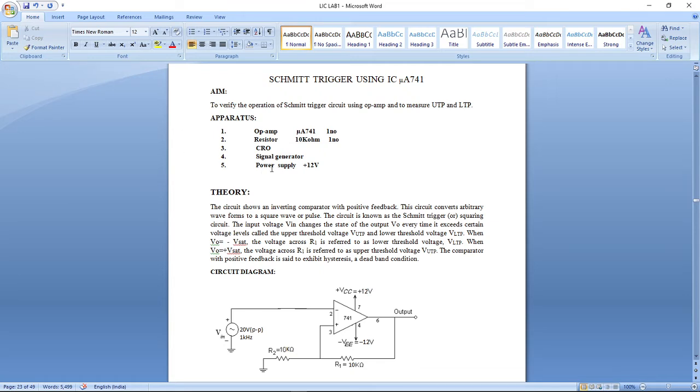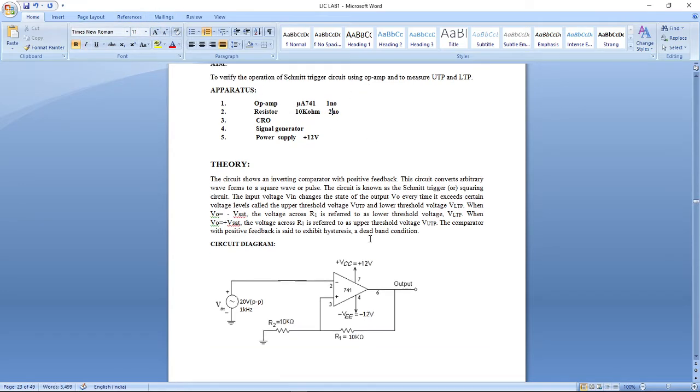Our components required for Schmitt trigger op-amp: the op-amp component name is MUA741, and resistors of 10 kilo ohm. We need two resistors, so here we can use two resistors, 10 kilo ohm and 10 kilo ohm. A CRO for the output screen, a signal generator for the input, and a power supply to generate the square wave output.